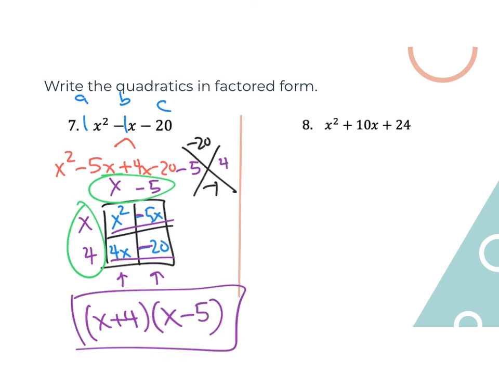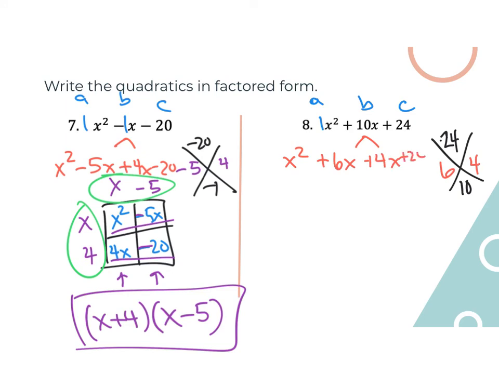One more time, folks. My leading coefficient here is 1. Middle term is 10, C term is 24. In my factor x, that looks like 1 times 24, which is 24, and middle term being 10. And then I have a product of 24 and a sum of 10. Product of 24 and sum of 10 is going to be 6 and 4. 6 times 4 is 24. 6 plus 4 is 10. Split that 10 apart. I've got x squared plus 6x plus 4x plus 24.